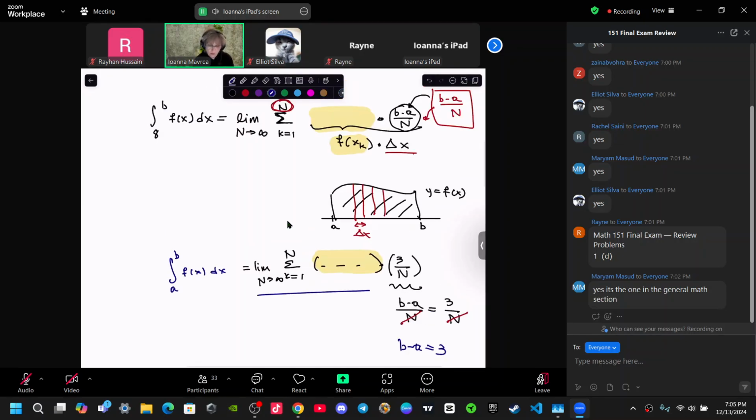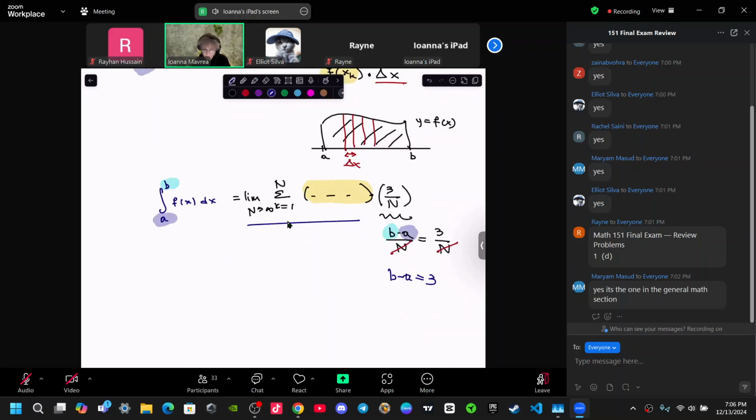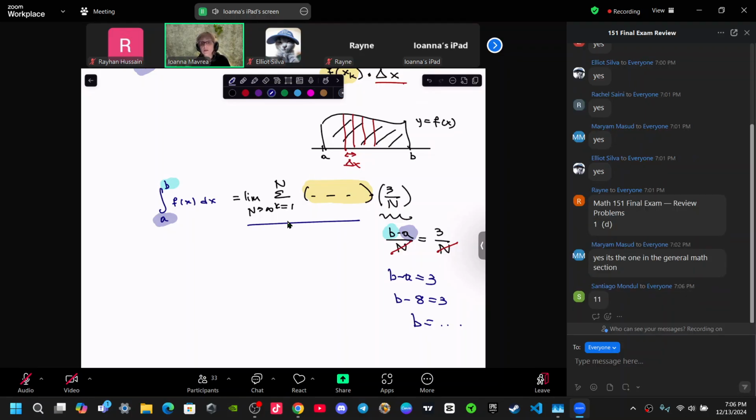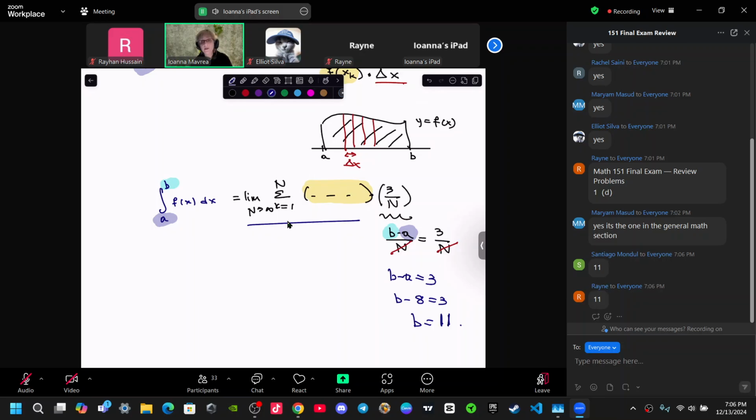Here they're giving you a bit of everything. They gave you the a, here it is, right? So you already know what the a is. And they're asking you for b, you have no idea what b is, right? B is this thing. So one of the questions is find b. Since b minus a is equal to 3 and a is 8, you can find b. What's b? 11. B is 11.